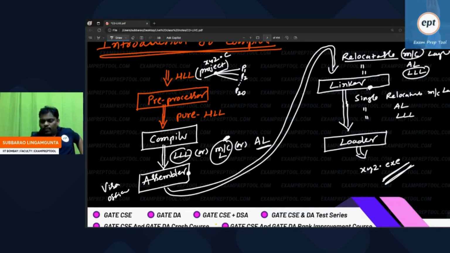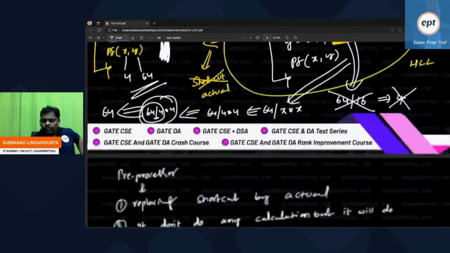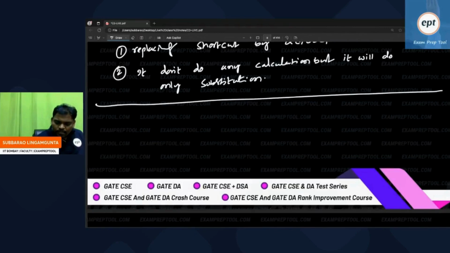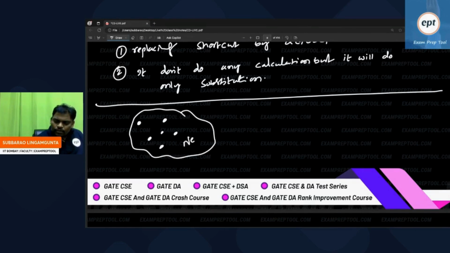Let me give a rough diagram. It is actually part of the OS. Everyone listen. Program typing, program saving, compilation, assembler, linker, loader, all these things. This is called the new state.